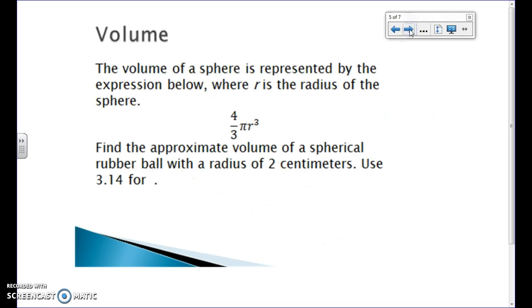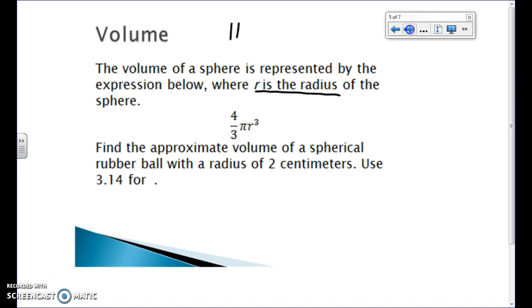So the first real-world application we're going to use is volume for our substitution with exponents. And the volume of a sphere is represented by the expression below, where r is the radius of the sphere. I'm going to underline that because that's important so you know where to put each number. So the r variable is the radius. Okay, so when it tells us the number for radius, we're going to substitute it for r.